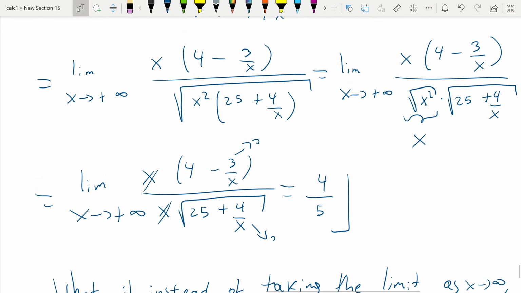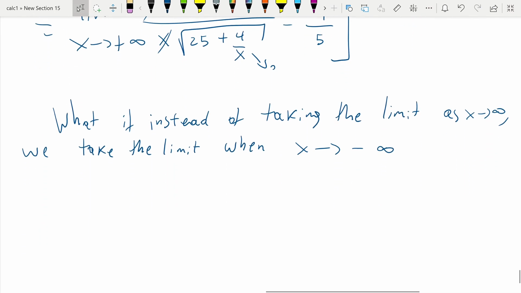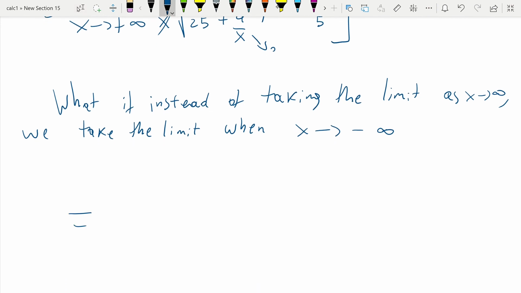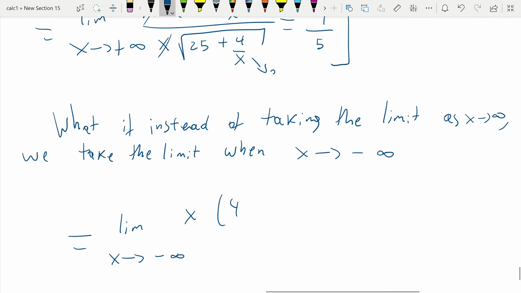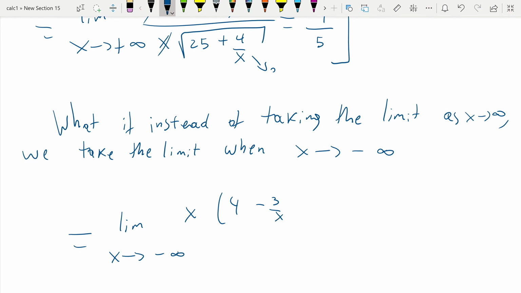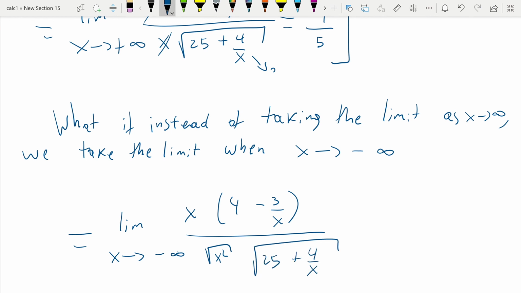Well, there's one thing that would change here. So then the limit will be equal to the limit as x approaches minus infinity now. We'll still take a factor of x: 4 minus 3 over x, and then we'll divide that by the square root of x squared again, times the square root of 25 plus 4 over x.